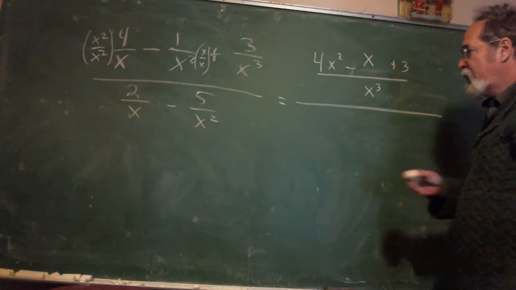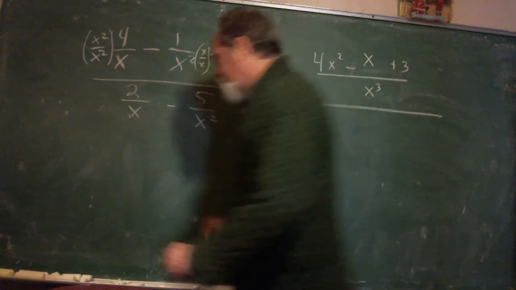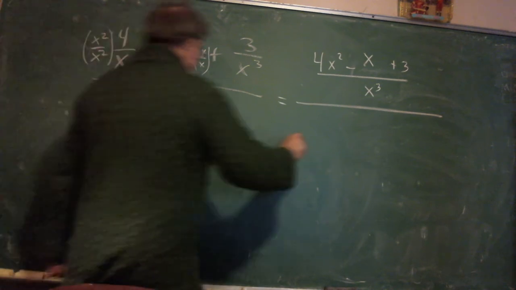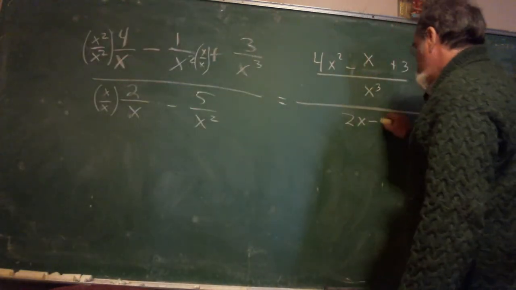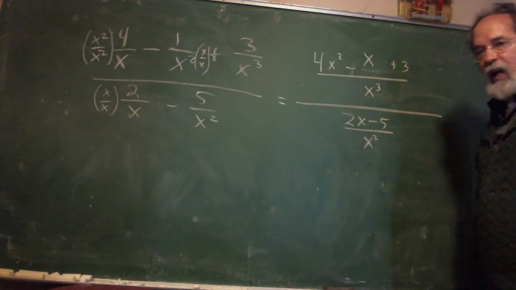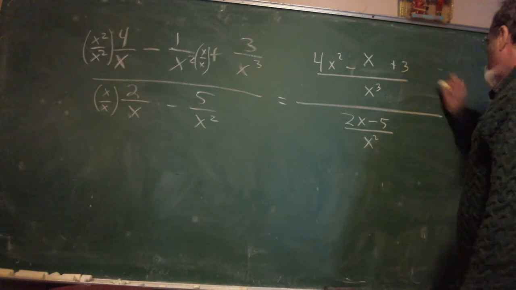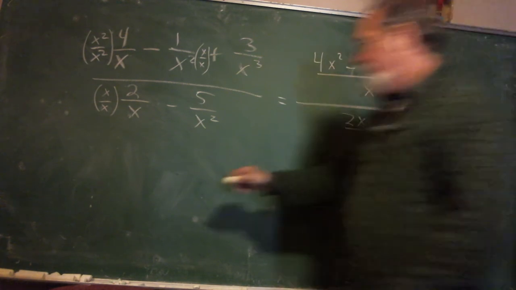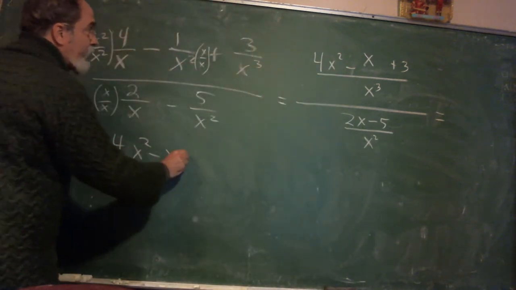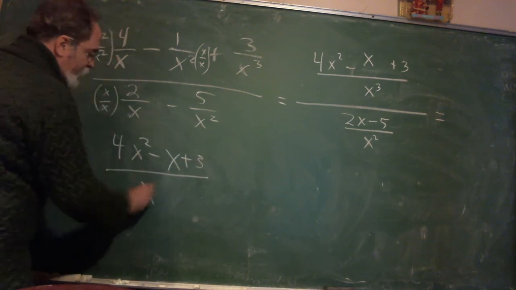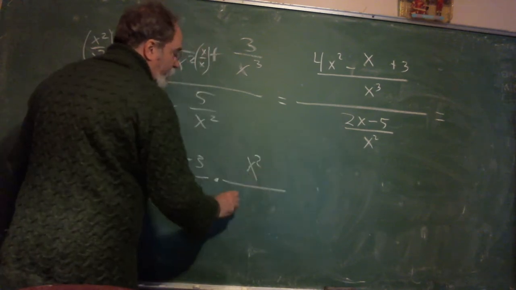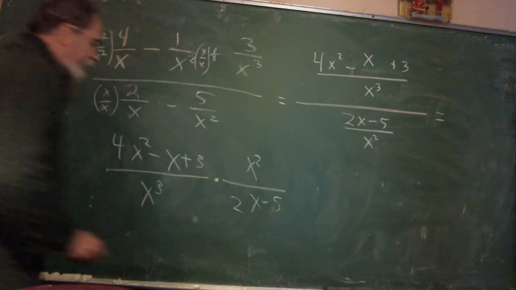That's an improvement. Now down here, I just need to multiply this guy by x over x because I spot the x squared. This guy needs one more x over x. So I now have a 2x minus 5 all over x squared. Now what do you do when you have a fraction divided by a fraction? You flip the second fraction and multiply. So this thing is equal to, and I just copy that top fraction over, I don't change it, 4x squared minus x plus 3 all over x cubed, times x squared over 2x minus 5.